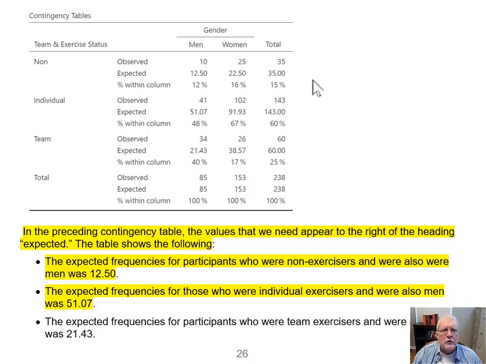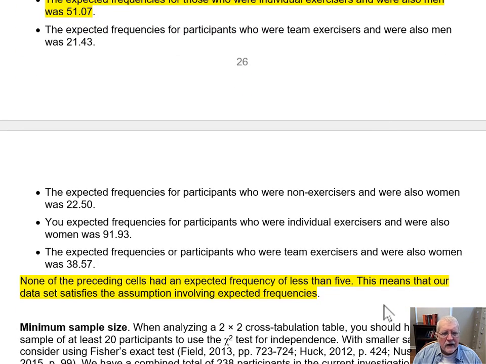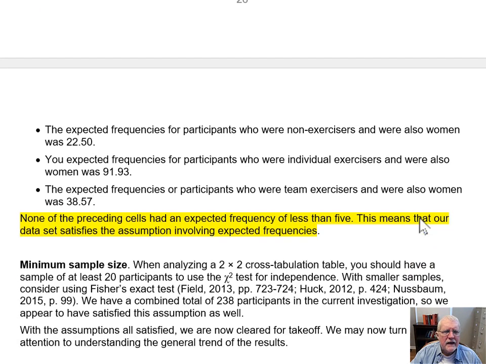And so forth. You can interpret each of the expected frequencies for each of the 6 cells in that fashion. None of the preceding cells had an expected frequency less than 5, and that means that our data satisfies the assumption involving expected frequencies. So good, no problems there. Let's continue. I'm still on page 27.